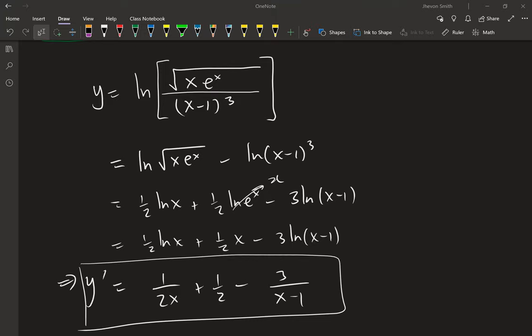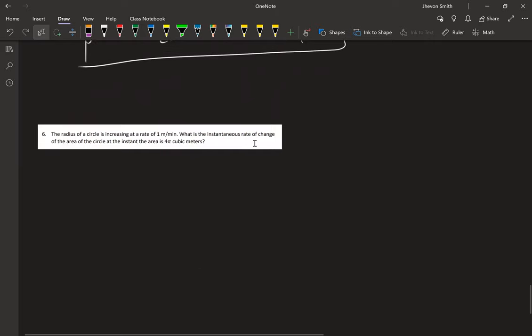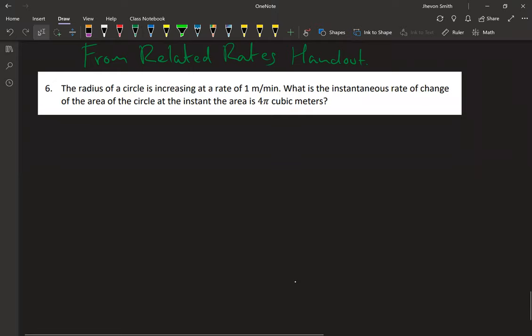Going to the website here, related rates handout. Scroll down, problem 6. From the related rates handout. All right, so we know it's a related rates problem. So step 1 is to read, step 2 is the diagram.